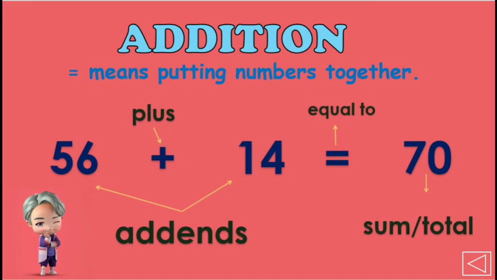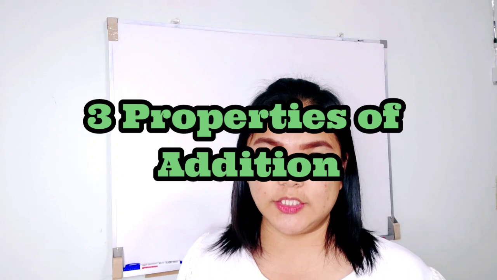Okay, let's talk about addition. The meaning of addition is putting numbers together. So we have also the parts of addition. 56 and 14 are what we call addends. The sign for addition is plus. And then when you add them, you will use equal to. And the answer for addition is what we call sum. Do you understand? Today, I'm going to discuss three properties of addition.